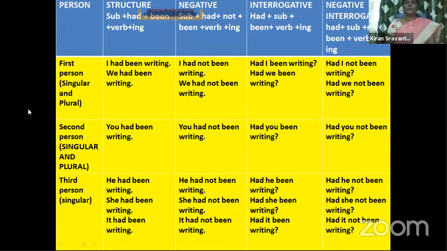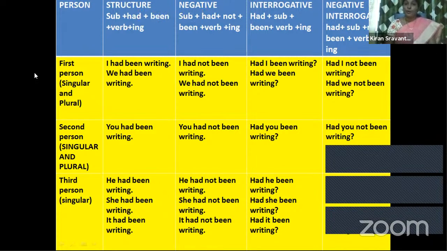writing. And coming to the negative form, I had not been writing, we had not been writing. Then coming to the second person, you had not been writing. Third person singular, he had not been writing, she had not been writing, it had not been writing. So coming to the plural, they had not been writing.